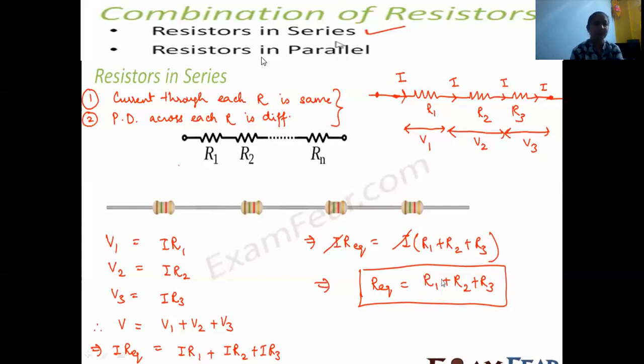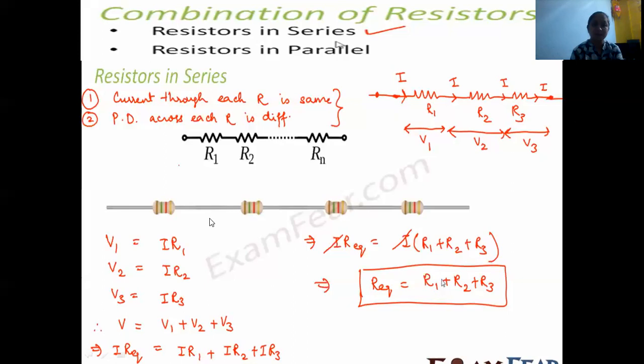Okay. Now, there are broadly two ways in which resistors are combined with each other. Which are those two ways? One is resistors in series and the other is resistors in parallel. So these are the two types of combination of resistors. Okay, children. So now what are resistors in series? How can we define this? What is the definition of resistors in series? When a number of resistors are joined end to end.